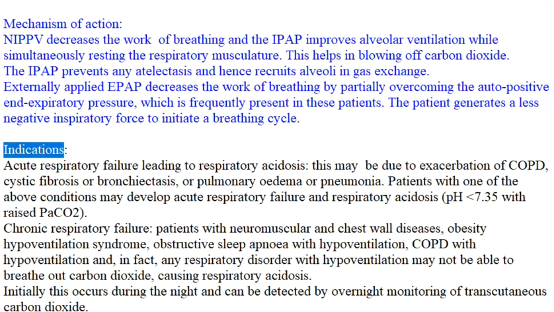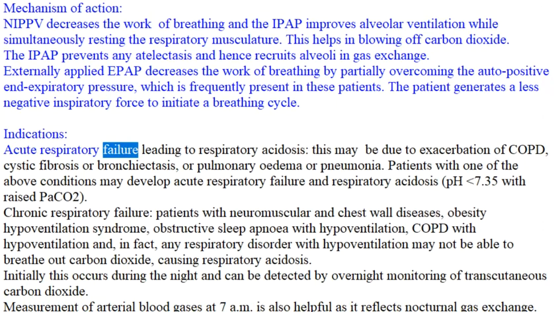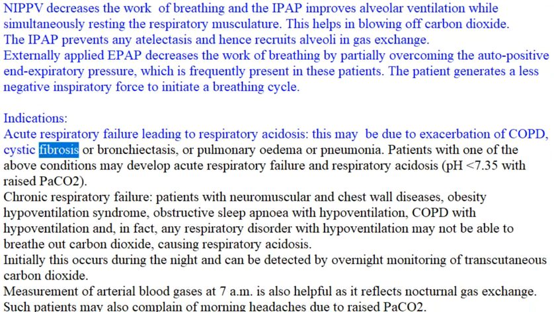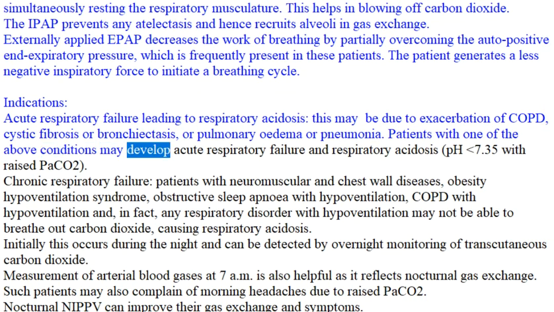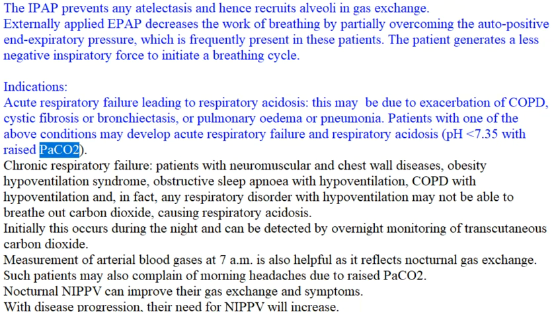Indications: acute respiratory failure leading to respiratory acidosis. This may be due to exacerbation of COPD, cystic fibrosis, or bronchiectasis, or pulmonary edema or pneumonia. Patients with one of the above conditions may develop acute respiratory failure and respiratory acidosis, pH less than 7.35 with raised PaCO2.